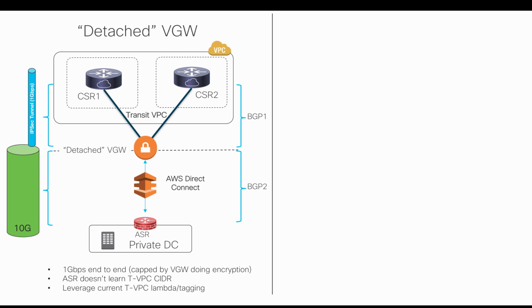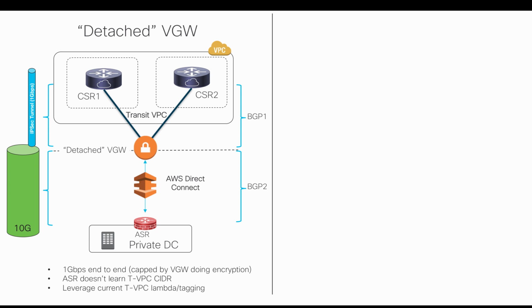So a tunnel will be created from the CSR to the VGW, and then the automation will be done. The routing will be done. So there will be two BGP connections, between VGW and the CSR, and also between VGW and your ASR1K, which sits on your on-prem network. The downside of this solution, or the limitation, is currently VGW only supports 1 gig. AWS is improving the throughput at this moment, but while the VGW is doing encryption, you will be limited to 1 gig. So this is the first solution called detached VGW.